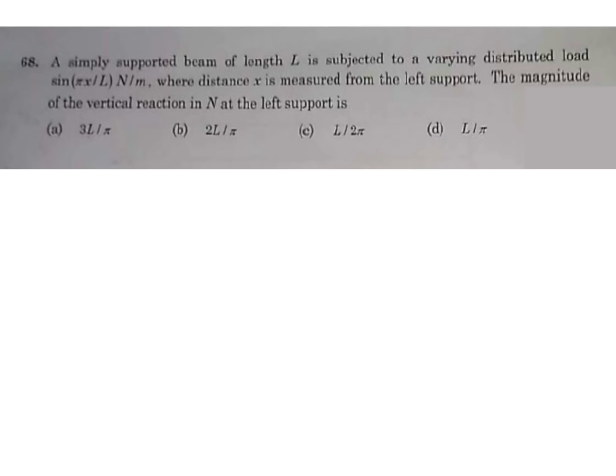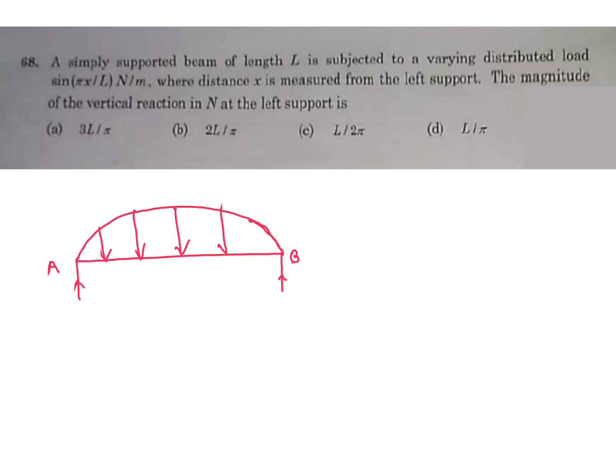It's a simply supported beam. Let the points be A and B, uniformly subjected to varying distributed load. So the load will be like this. Then x is the distance measured from the left support. Let this point be x.